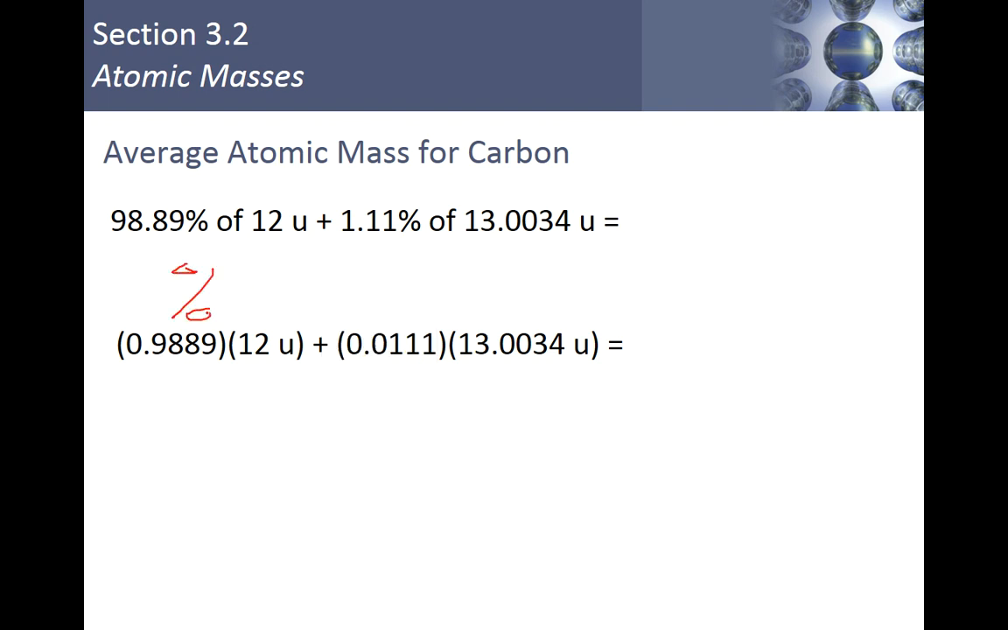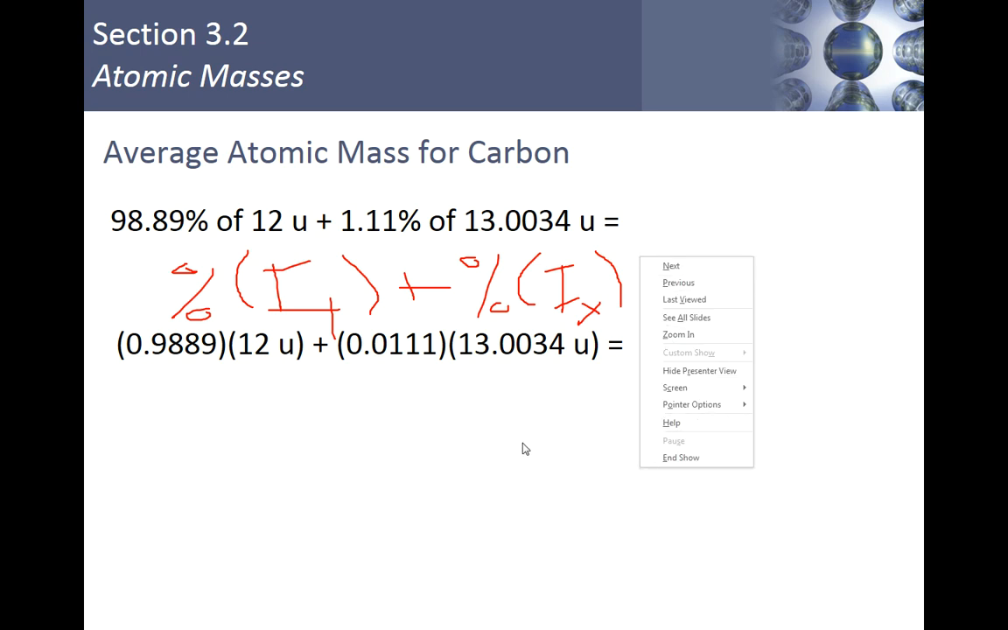Essentially, if you were writing out a formula for this, you would take the percentage, multiply it by the first isotope, isotope 1, and then add it to the percentage of isotope X, right? Because this could continue to go on. There could be 3, 4, 5 different isotopes, and you would just keep doing the same thing. So this could be isotope 2, you do it again, isotope 3. And that's essentially where it's taking you.